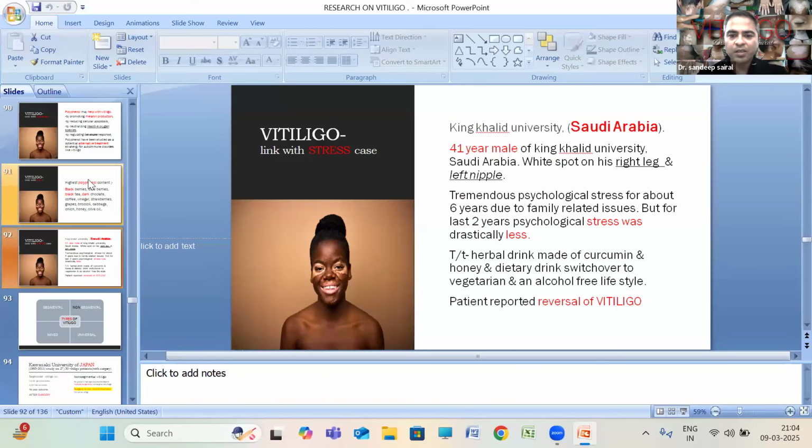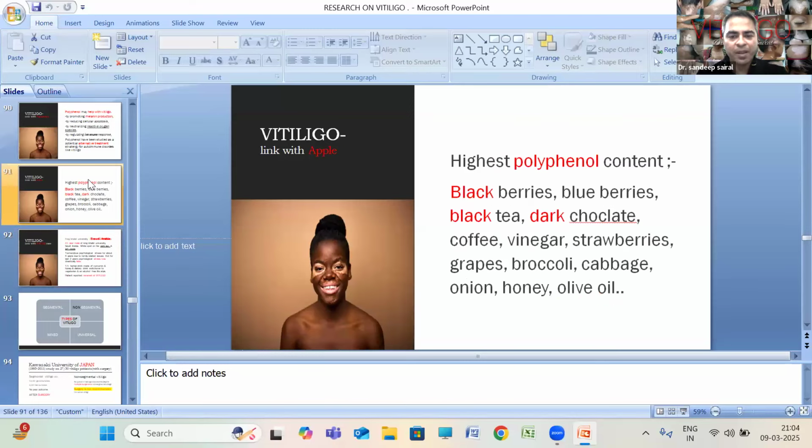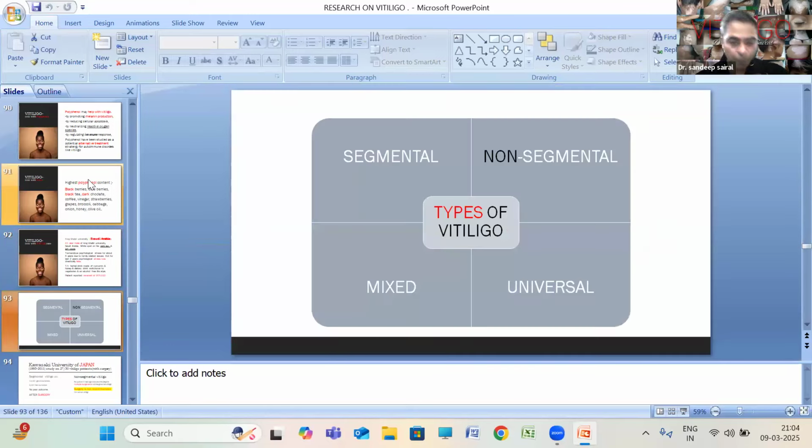Okay. So polyphenol helps you, the black pepper helps you, exercise helps you if you're producing sweat, vitamin D helps you, if you're controlling the diabetes, that helps you, and if you're controlling the thyroid, that will also help you. Now, see the types of vitiligo.